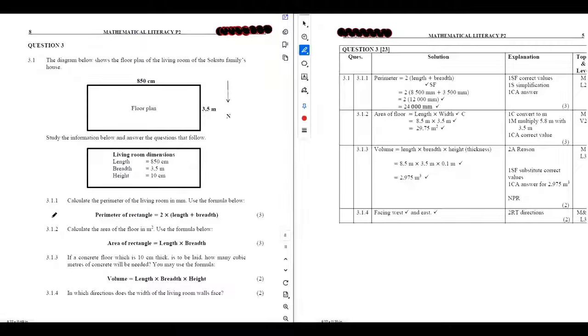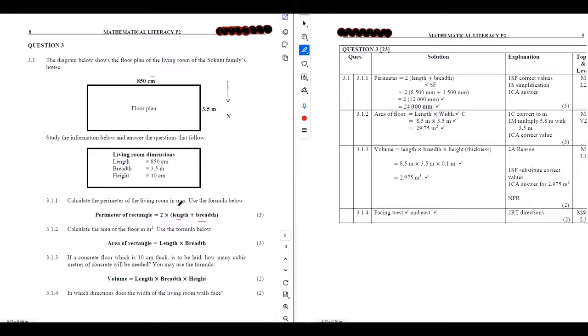So if we check question 3.1.1, we can see that we are asked to calculate the perimeter of the living room. So the perimeter is the total distance. One thing that I can guide you on here, guys, is that the unit of measurement needs to be the same. So if we are calculating our length and we are using centimeter, it needs to be centimeter on both sides.